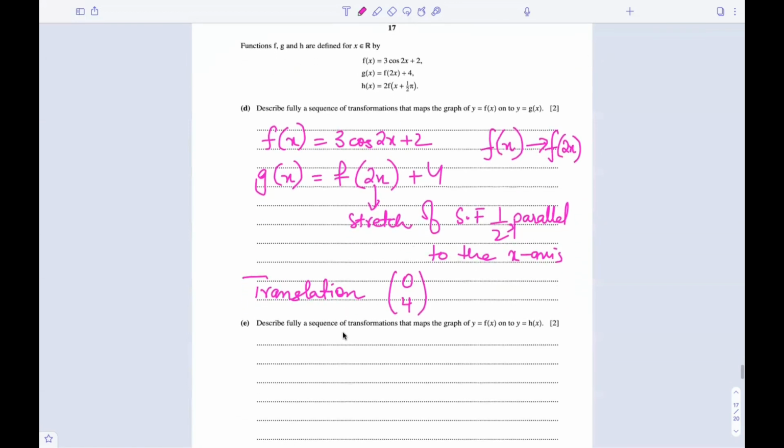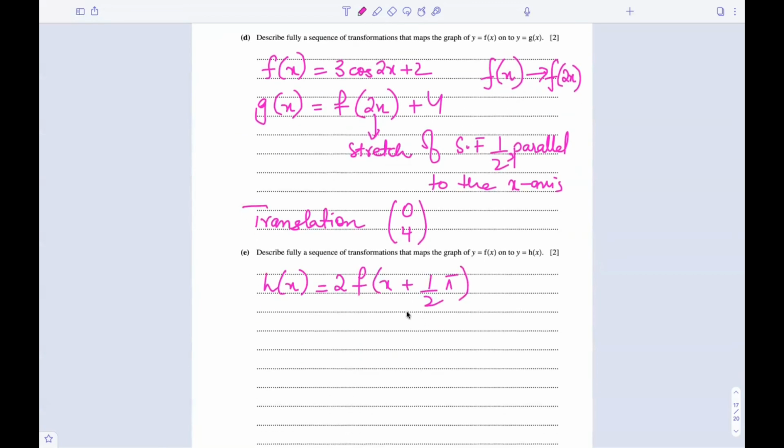Now in the last part, we have to describe a sequence of transformations that maps y is equal to f of x into y is equal to h of x. So comparing this, we can see that h of x is 2 times f of x plus half pi. Now, when it is x plus half pi, it is a translation in the x direction. So this represents a translation of negative half pi in the x direction and 0 units in the y direction.